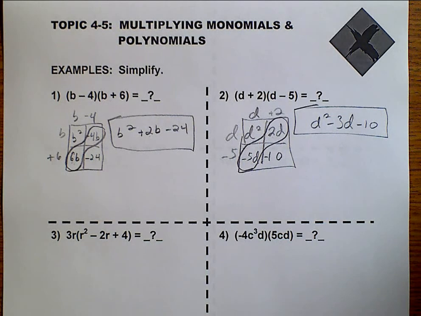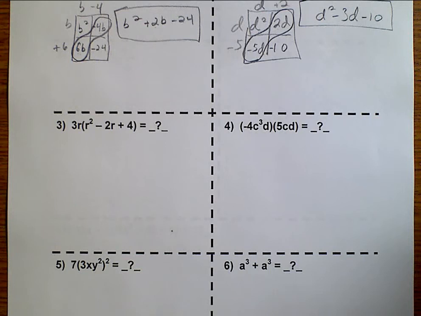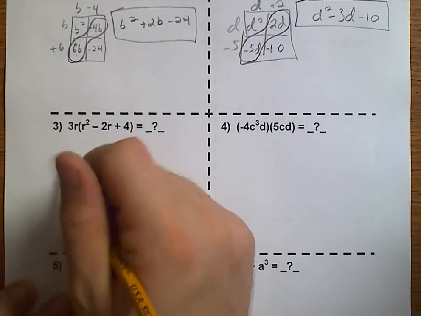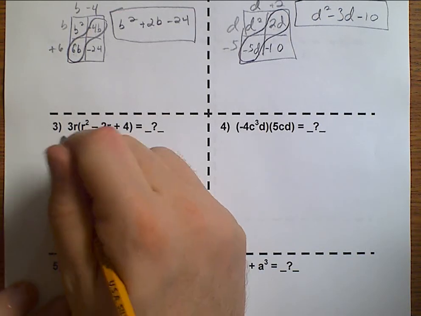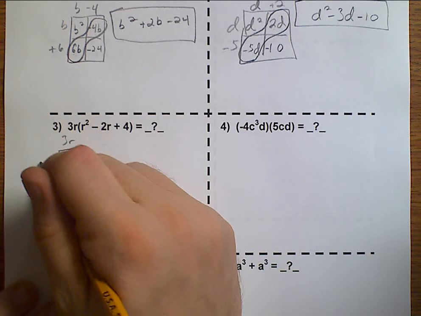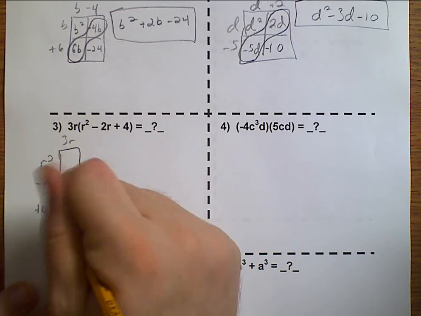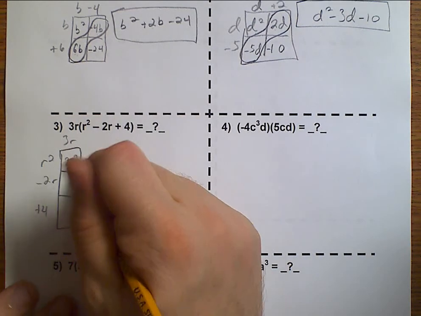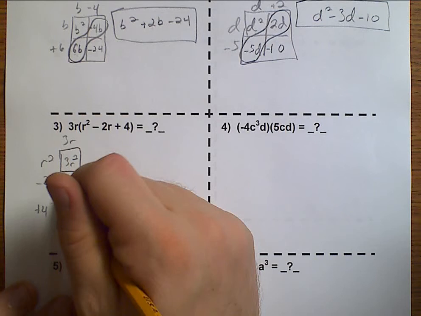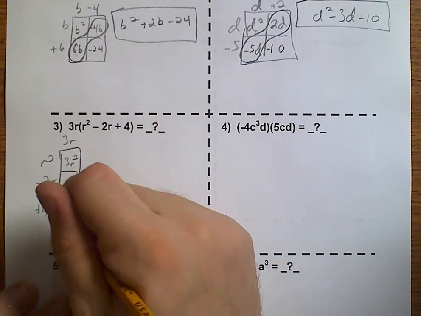Now if we look at number 3, here we have a monomial times a polynomial. And we can do the box method on this. I can do 3r times r squared minus 2r plus 4. 3r times r makes 3r to the third. 3r times negative 2 makes negative 6r squared. 3 times 4 makes 12r.